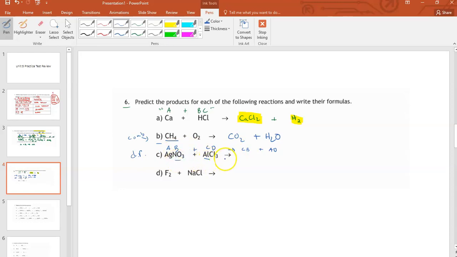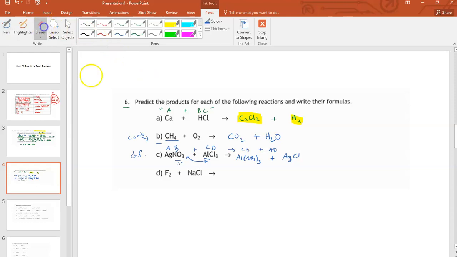Now, in order to properly combine those, I need to know that aluminum is a +3 and nitrate is a -1, or 1 minus. Which means I need to add the subscript 3 to the nitrate. Go back and watch those videos if you don't know how to do this, but this is going to be Al(NO3)3 plus A and D combined, which is silver with chloride. Those are both 1s, so it's just AgCl. That's the way that looks.